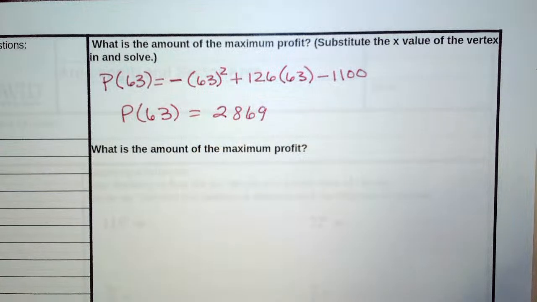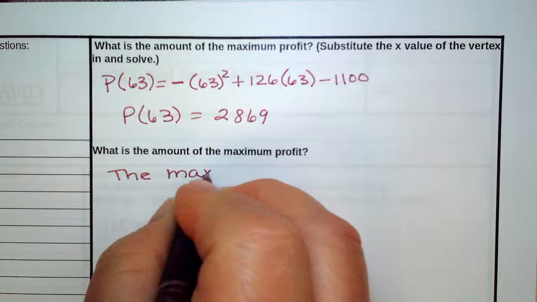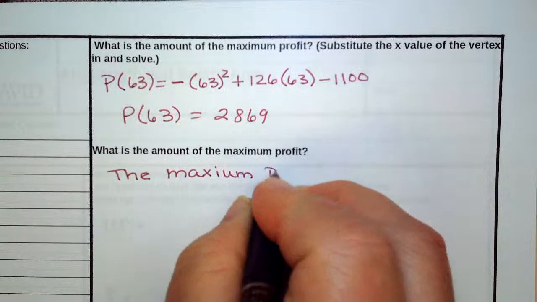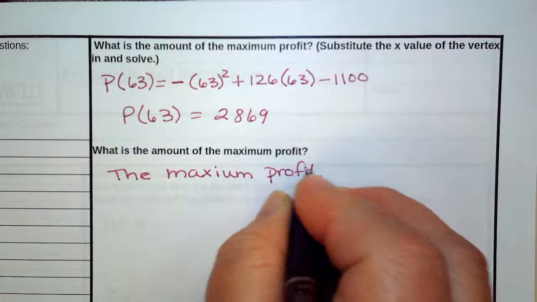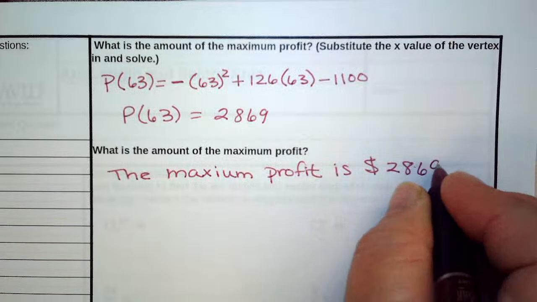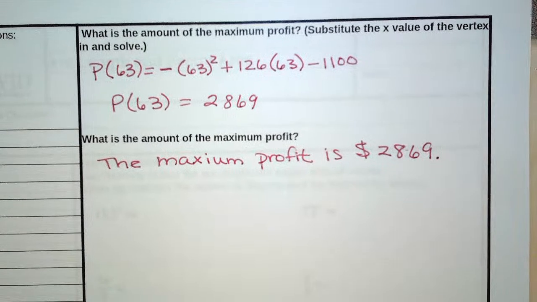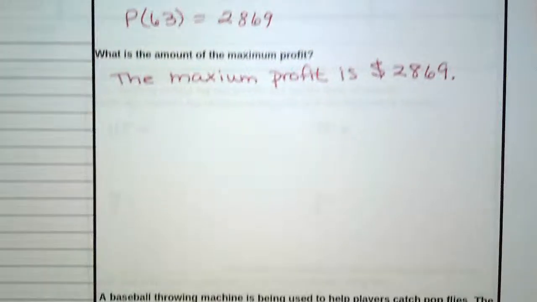What's the maximum profit? The maximum profit is $2,869. So what you're looking at, you're looking for the x value at the vertex. To find that x value, it is the opposite of b divided by 2a. If you think about it, that is kind of like the quadratic formula.